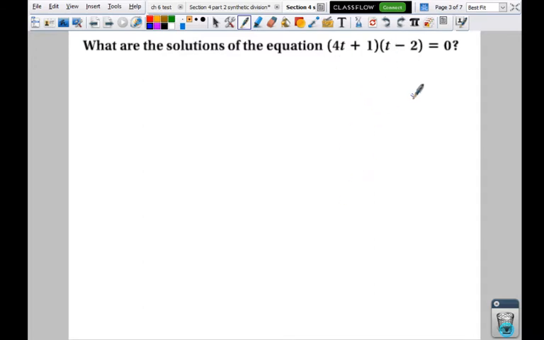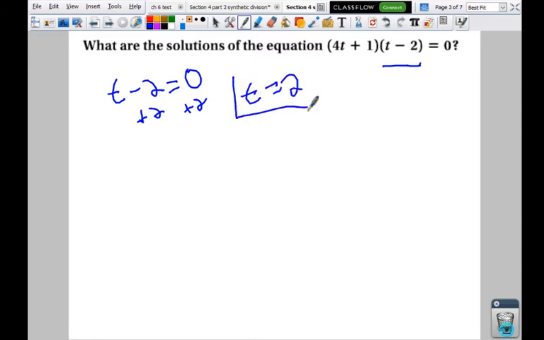I need to look at each parenthesis, right? Let's look at the second one. I'm going to take t minus 2, and I'm going to say, how can I make that equal 0? Well, add 2 to both sides, and I get t equals 2, right? That's my first solution. The second one is a little tougher. Not a lot tougher, but just a little bit.